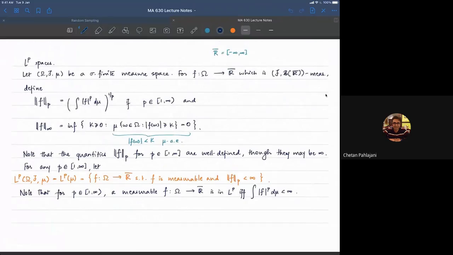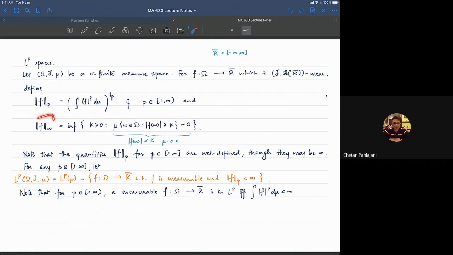Okay, so just a quick reminder. Let omega, F, mu be a sigma finite measure space. Suppose f taking omega to R bar is measurable. For p in [1, infinity), define this symbol, norm f p, to be the absolute value of f to the p integrated with respect to mu, and then take the pth root. This is if p is in [1, infinity).